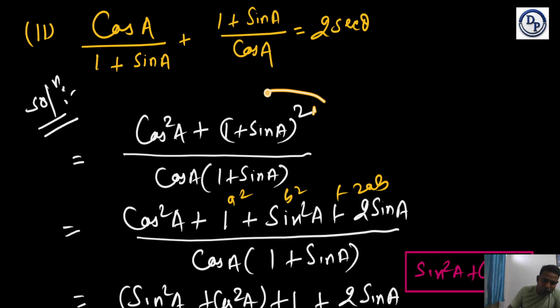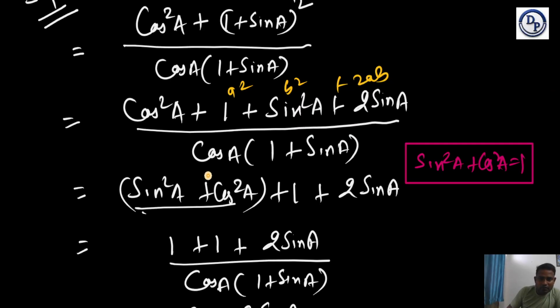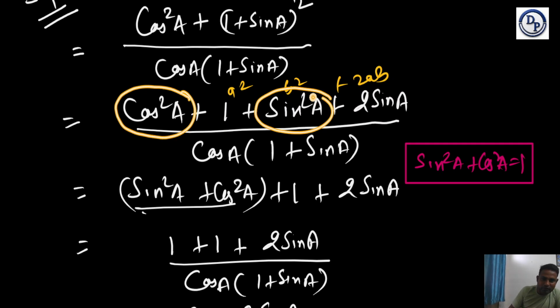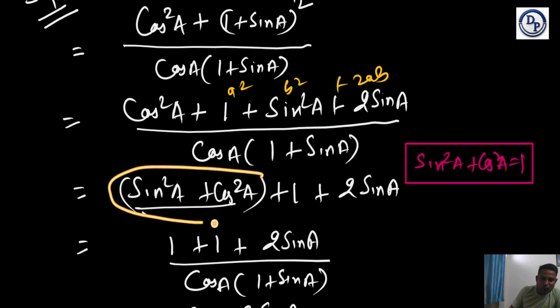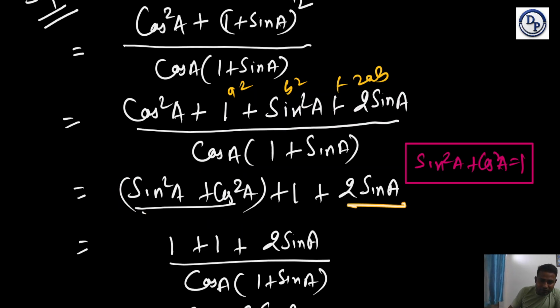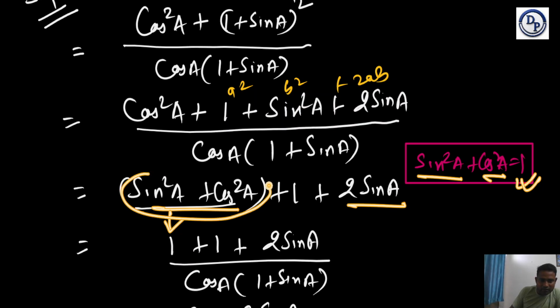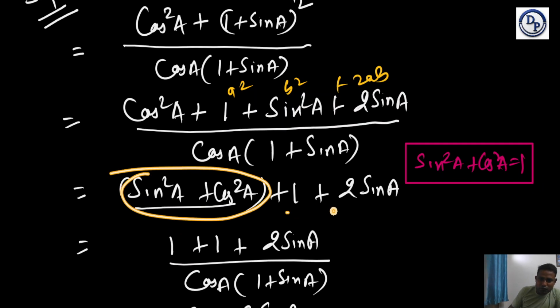Then we tried to open this square: a square plus b square plus 2ab. Now when you open, we got some ideas of identities. Cos square and sin square were collected together here. So now this is plus 2 sin a, and this becomes 1, as we know sin square a plus cos square a gives us 1, so I can write 1 in place of sin square a plus cos square a, plus 2 sin a.